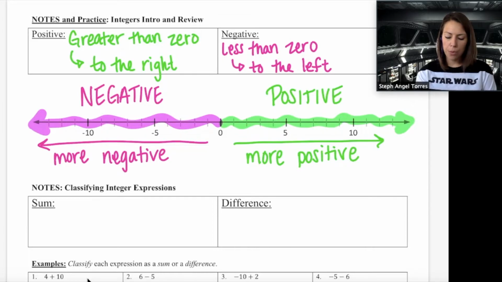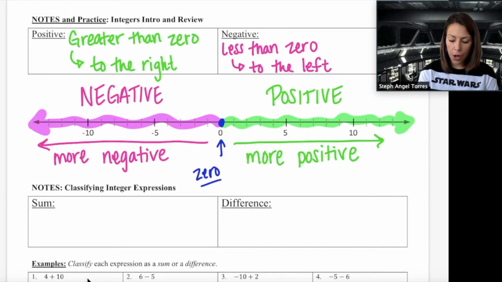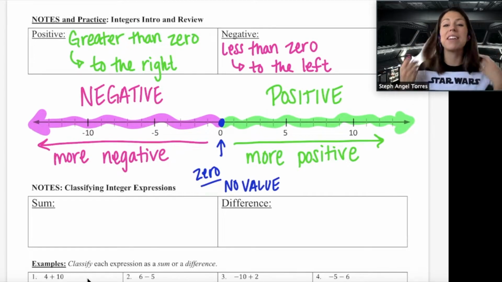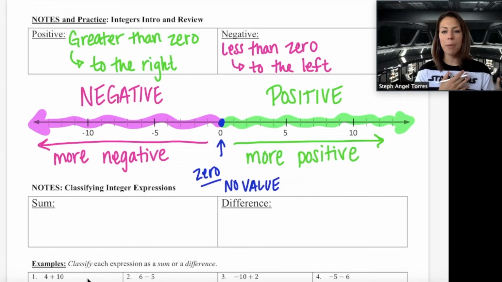Now that leaves 0. Is 0 positive or negative? Actually, it's neither. 0 has no value. Think about it: if you have $0, it doesn't mean you have money, and it doesn't mean you owe money. It just means you have nothing. So 0 is not positive or negative. 0 just has no value.